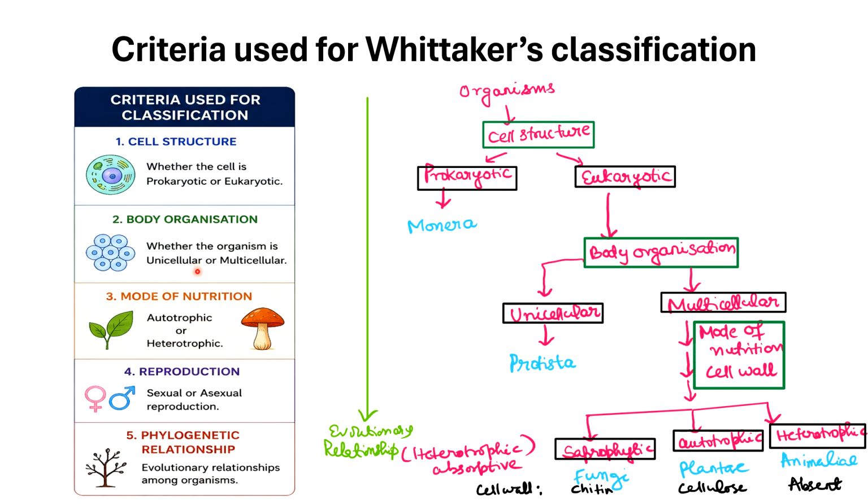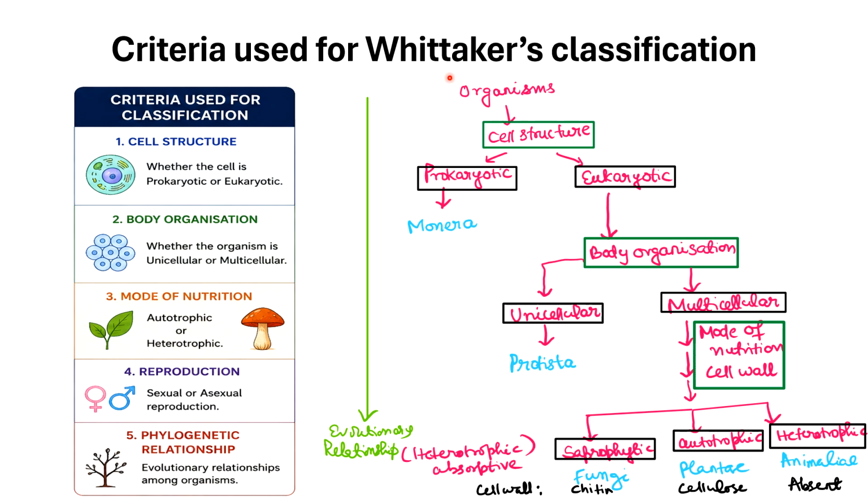It is multicellular in nature. That was checked. Okay. Third point was mode of nutrition, whether the organism can prepare its own food or is autotrophic in nature, or it cannot, it is heterotrophic in nature. Fourth point he considered was the mode of reproduction, that is whether the organism reproduces by sexual method or asexual method. Fifth and most important is he checked the evolutionary relationship among the organisms, or the phylogenetic relationship.